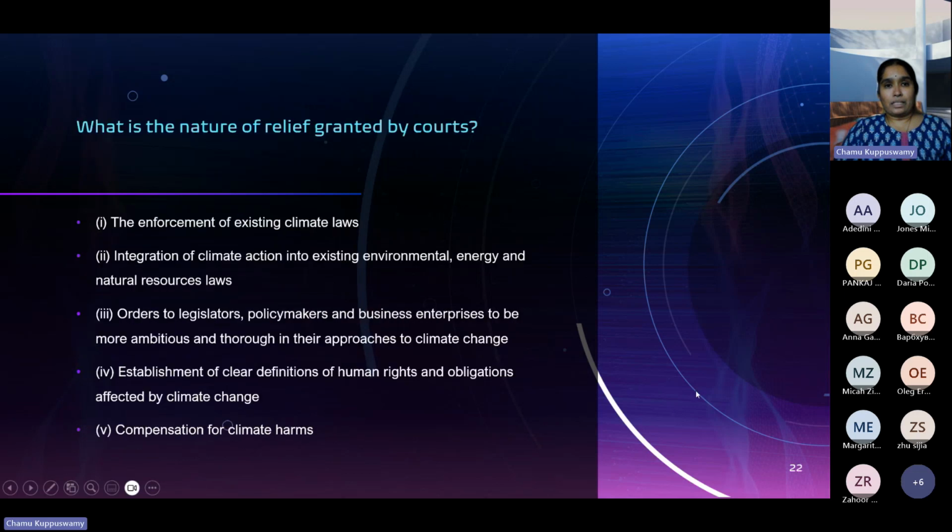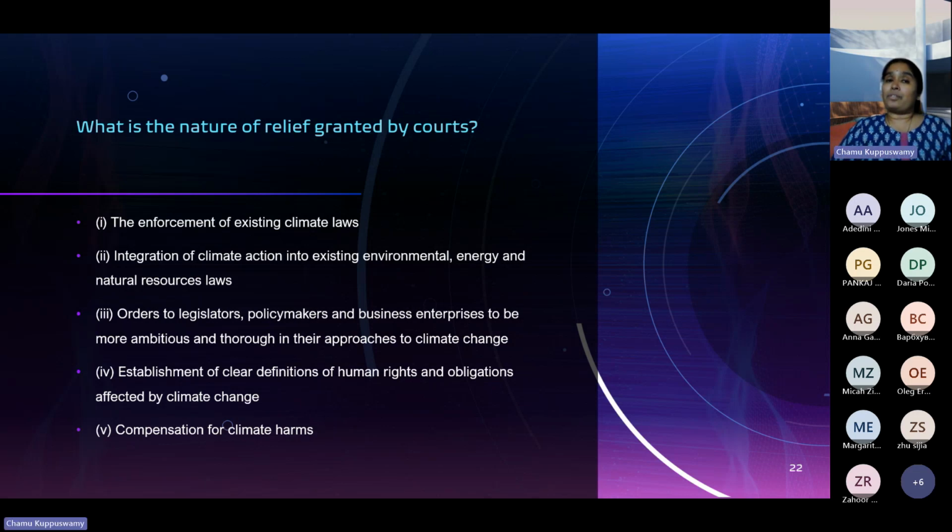Okay, so with that, look at the different cases. Let's cast our mind to this issue of, okay, violations have been found, but what is the relief? What is the nature of relief that's been granted by the courts? Because that's going to help us understand more towards how we can achieve Article 2 of the Paris Agreement. So, enforcement of existing climate laws. So they said, look, you've not enforced it, so you've got to enforce it.